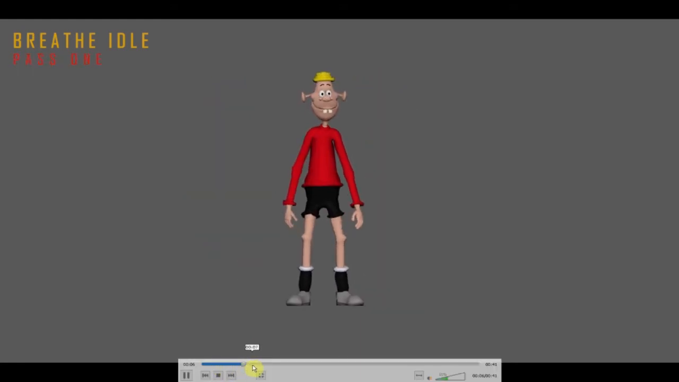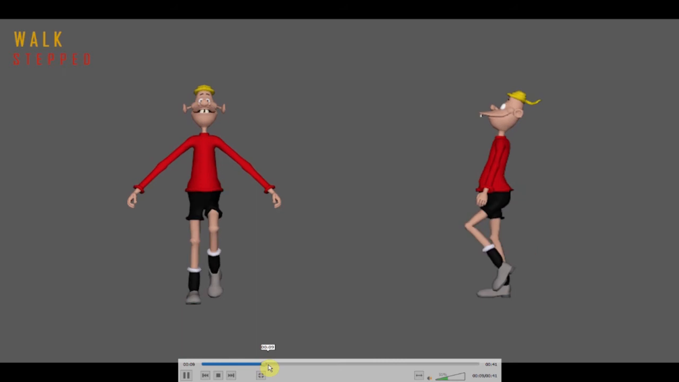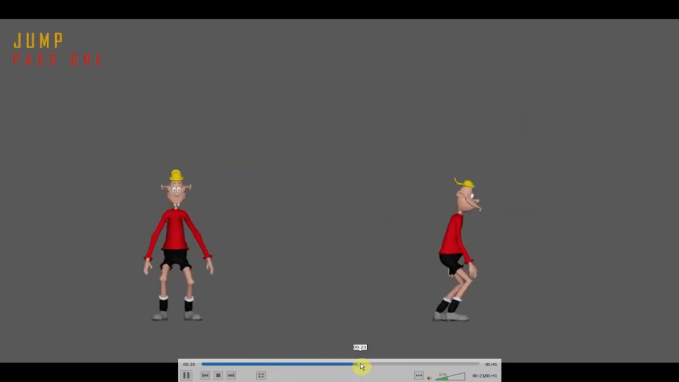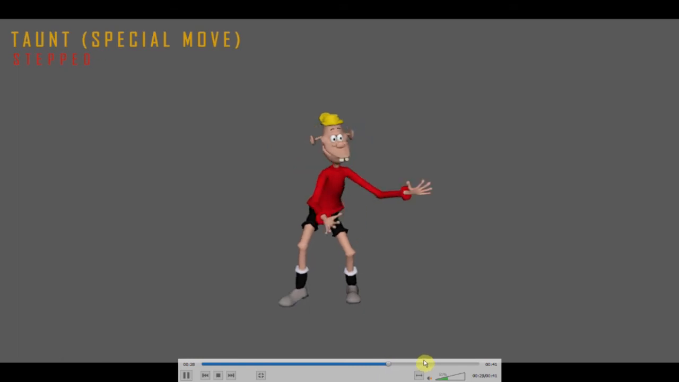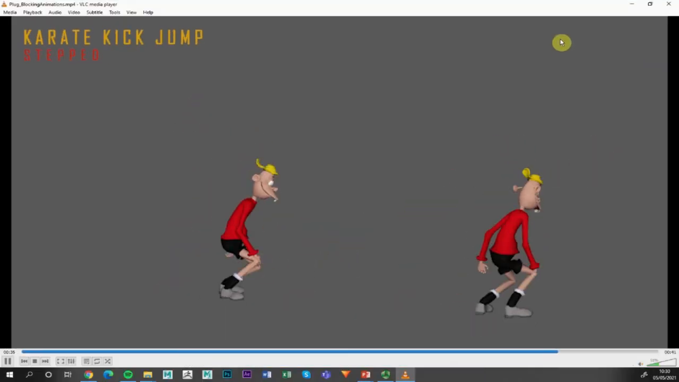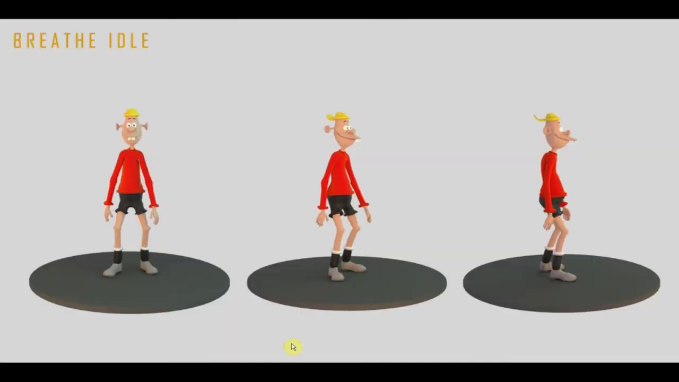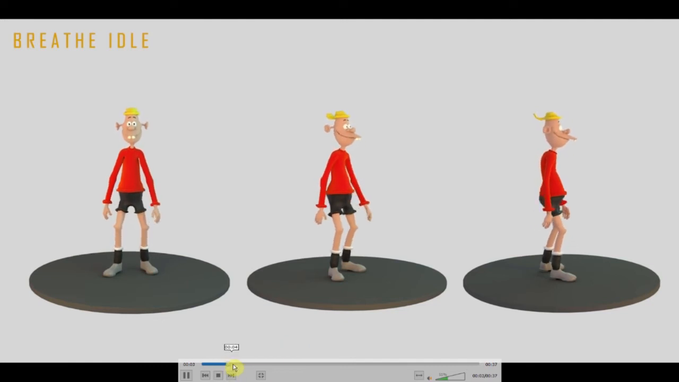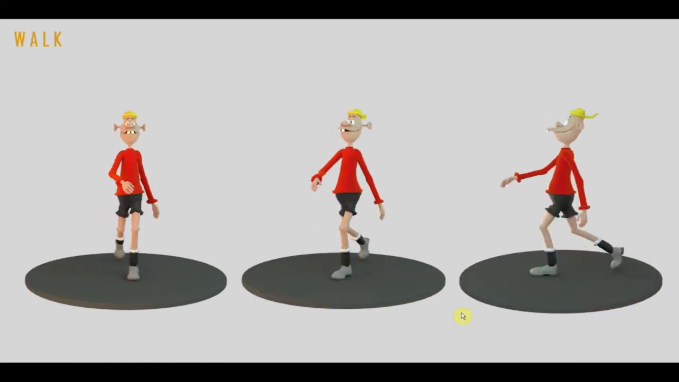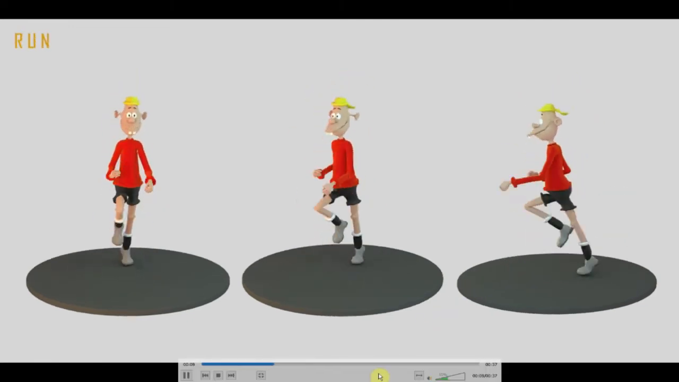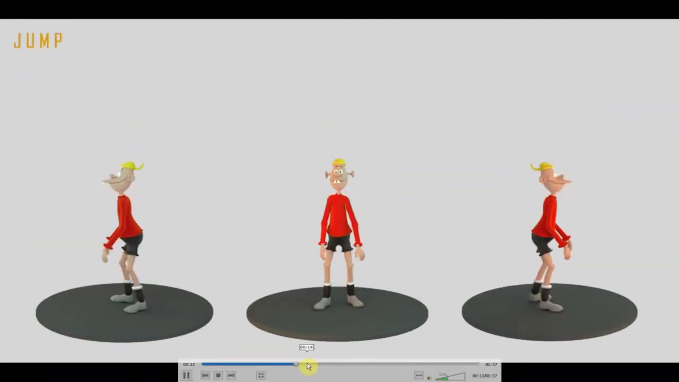These are the initial blockouts of those walks and runs and jumps, creep, special move, karate kick. Grace did at least 2 more routines than she needed to do. And then we'll work from those blockouts into finalizing and polishing and developing the animation over the weeks we have to produce this work.